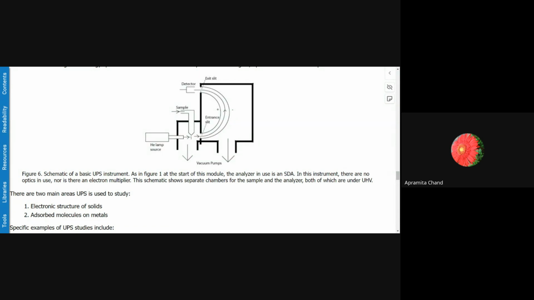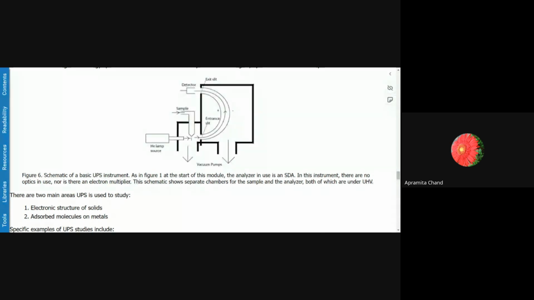As you can see, this is the schematic of a basic UPS instrument. At the start of the module, you can have a sample collection source. In this instrument, there is no optics and no electron multiplier. We have separate chambers for the sample and the analyzer, and both of them are in ultra high vacuum conditions. Two main areas which UPS is used to study are the electronic structure of solids and the adsorbed molecules on metals. So this is like the adsorption behavior of the materials.